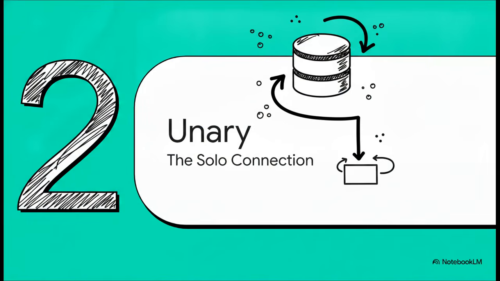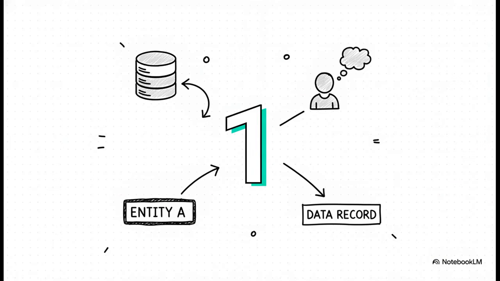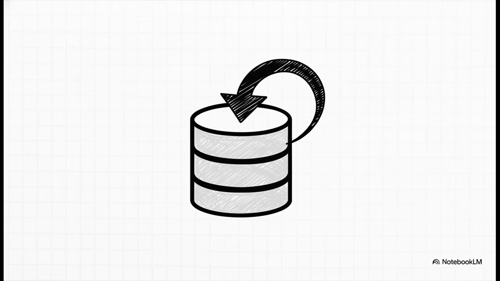Moving on to Section 2, Unary, the solo connection. We're starting with the number 1 here because we're looking at relationships involving just a single participating entity type. So a unary relationship, you'll also hear it called a recursive relationship, occurs when one entity type is related to itself. I know, that kind of sounds like a bit of an oxymoron.